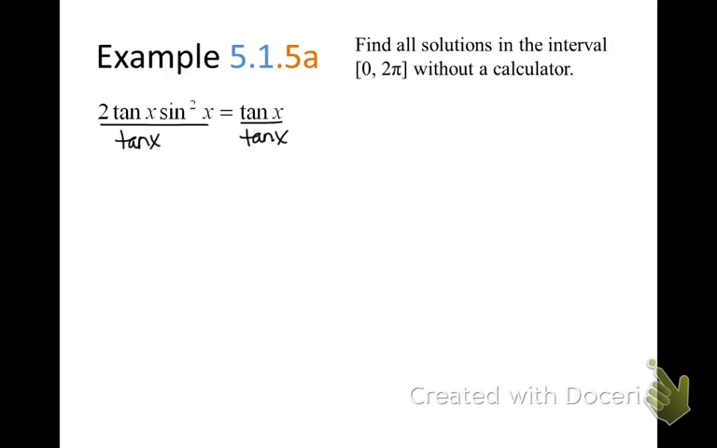What can you never ever divide by? Is it possible for the tangent of x to equal 0? It is possible. And so therefore you can't divide by it because you could potentially be dividing by 0 in that sense. Okay? So you never want to divide by anything with a variable that could be 0. That would be bad news. So we don't do that.